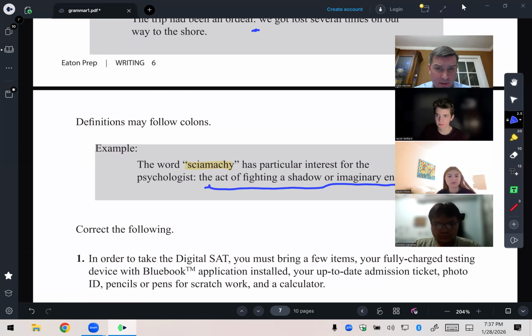Here is number one. In order to take the digital SAT, you must bring a few items. Your fully charged testing device with Blue Book application installed, your up-to-date admission ticket, photo ID, pencils or pens for scratch work, and a calculator. Okay, so I think we need to add a colon.